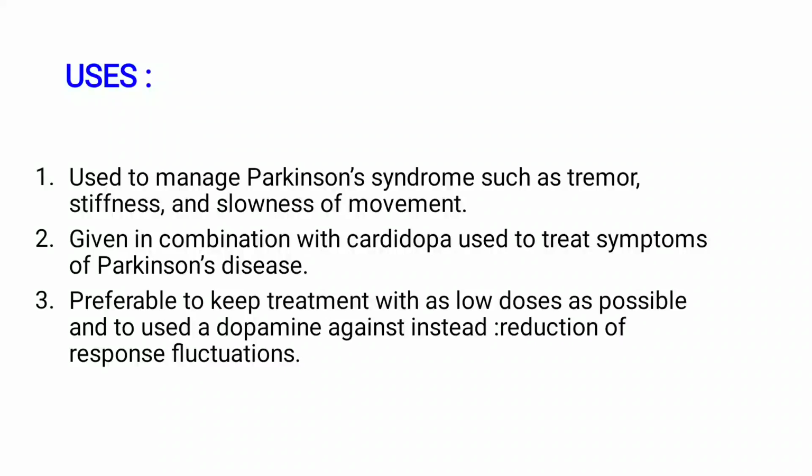Uses of levodopa. Levodopa is used to manage Parkinson's syndrome symptoms such as tremor, stiffness, and slowness of movement. It is given in combination with carbidopa to treat symptoms of Parkinson's disease. It is preferable to keep treatment at as low doses as possible and to use a dopamine agonist instead, to reduce response fluctuation. Levodopa can ameliorate all the clinical features of Parkinson's. It is particularly effective in relieving bradykinesia and any disabilities resulting from it. The benefits of levodopa treatment often begin to diminish after about 3 to 4 hours of therapy.